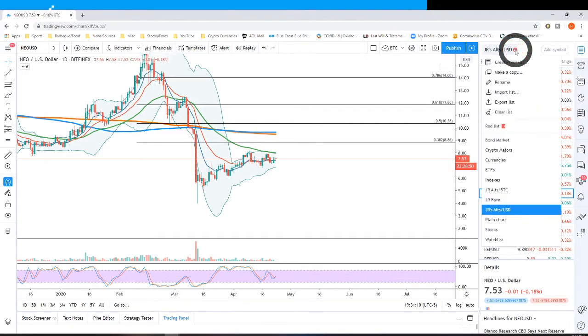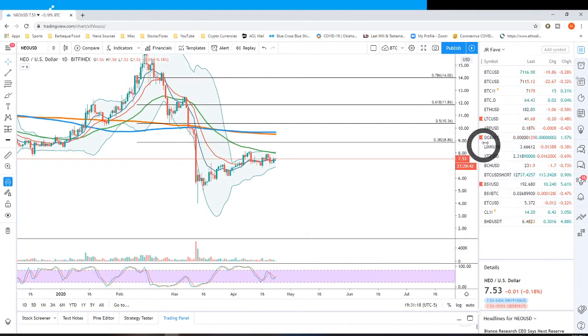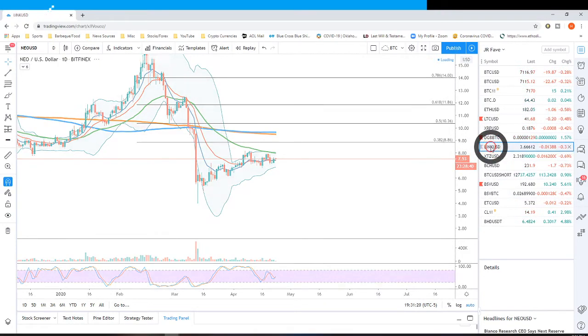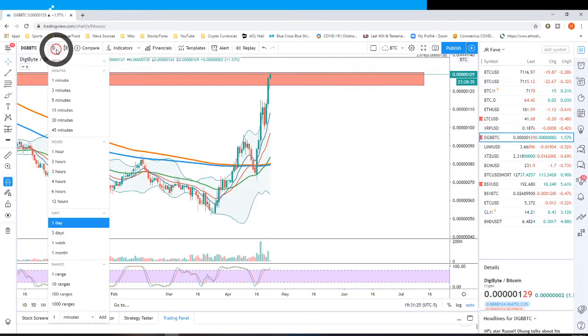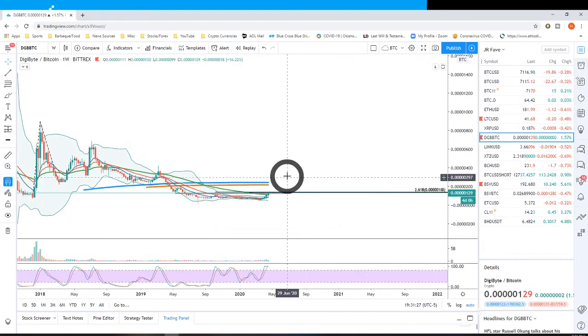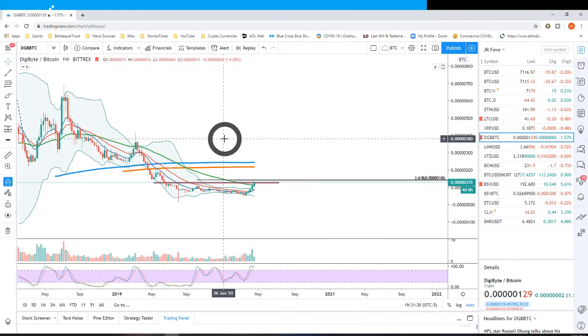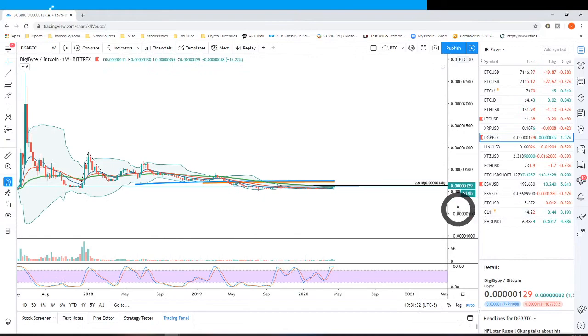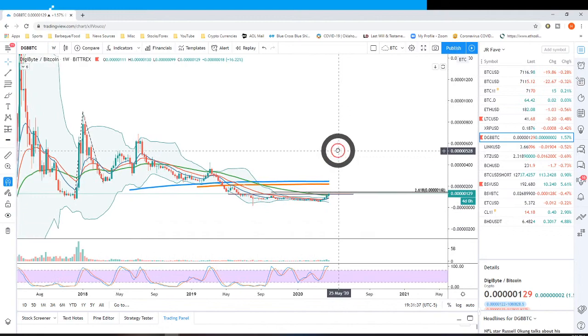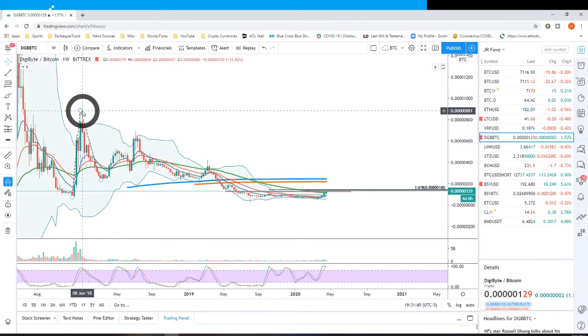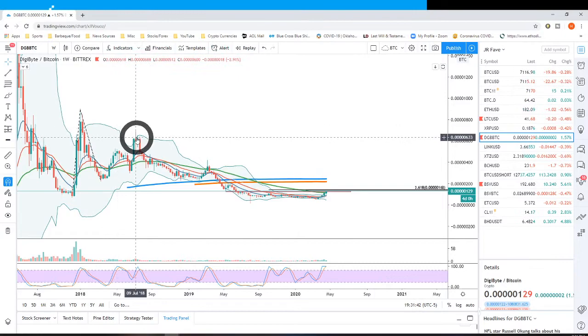All right. Any other chart requests? Let's go look at Link. You know what? Actually, let's go look at, while we were on the weekly stuff, DGB. And look at this. It hasn't even really got started yet. I mean, this is like unreal. This thing was almost 1,000 sats, dropped all the way down to 680.